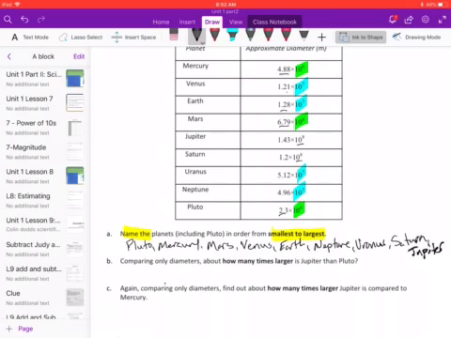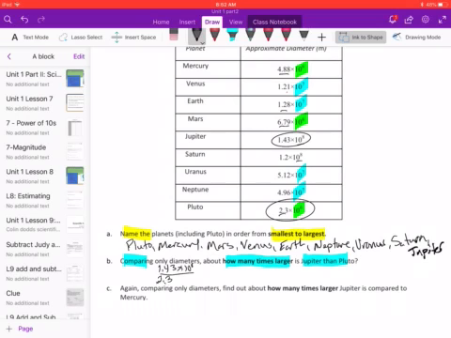Okay. Part B asks you to compare how many times larger Jupiter is than Pluto. So I'm going to look at Jupiter and Pluto. Where's Jupiter? It's right there. And Pluto's right here. I want to know how many times larger Jupiter is than Pluto. Times larger means divide, because I just don't want to know how much larger. I want to know how many times larger.